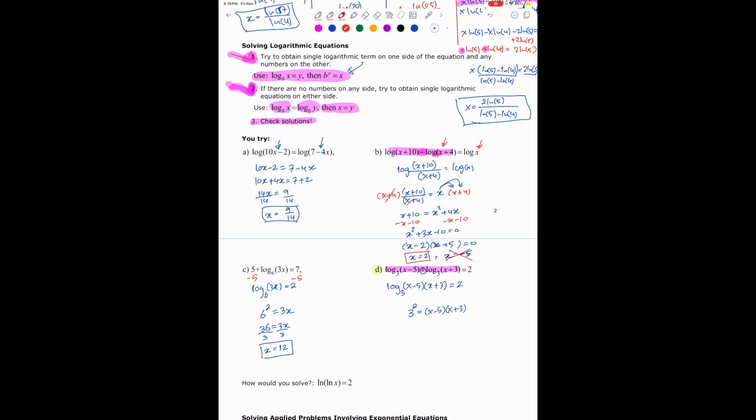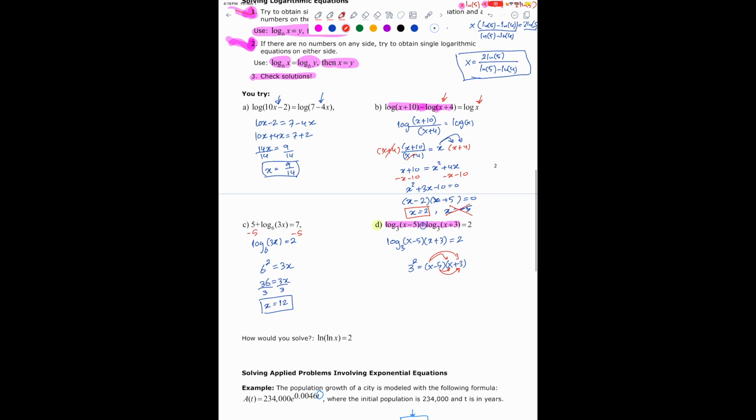So now I need to expand that expression and then make this into a quadratic with the left-hand side equal to 0. So this is going to be x squared minus 5x plus 3x is minus 2x, and then minus 15 equals 9. 3 squared is equal to 9.